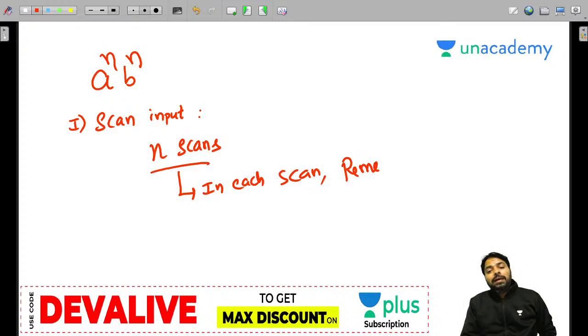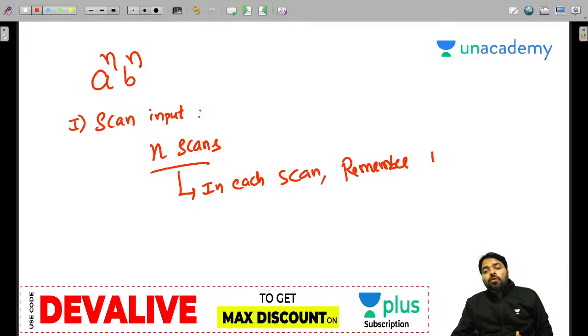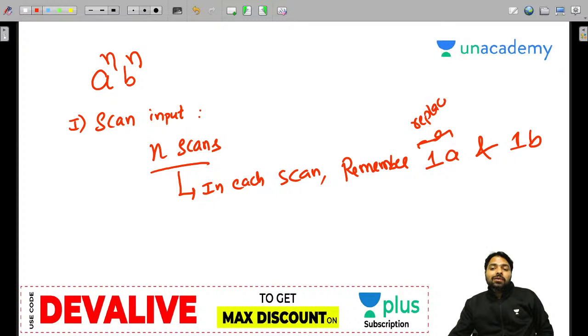Remember, I am saying it. Remember means you need to write with some other symbol. Remember one A and one B. How do you remember? Remember one A means replace that A with some other symbol like X or hash or dollar, something like that. Replace B with some other symbol too. Don't replace with X, replace with somebody else, Y, let's say.